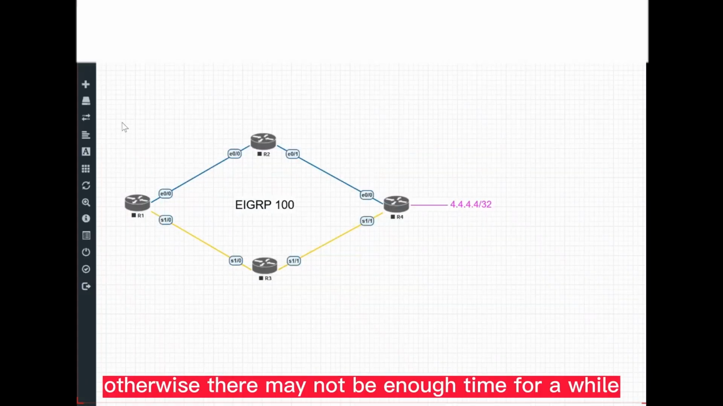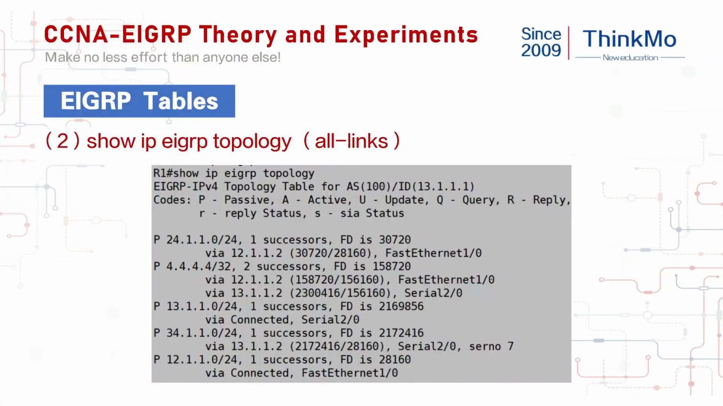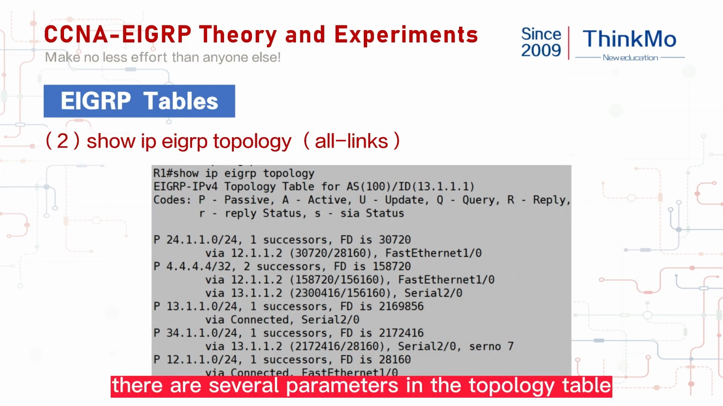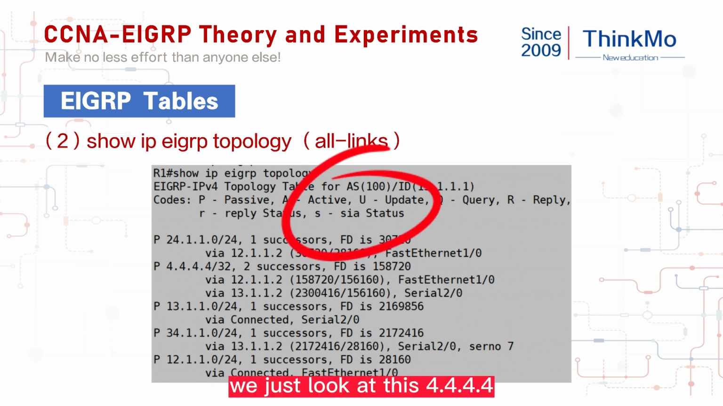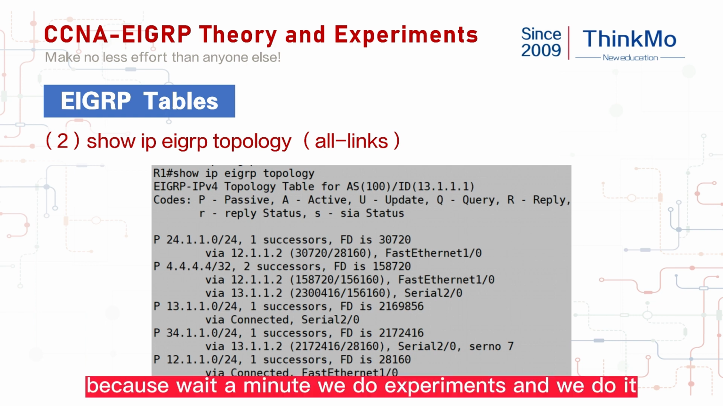Otherwise, there may not be enough time for a while. Okay. There are several parameters in the topology table. For everyone to understand, we just look at this 4.4.4.4. Because in a moment, we will do experiments.